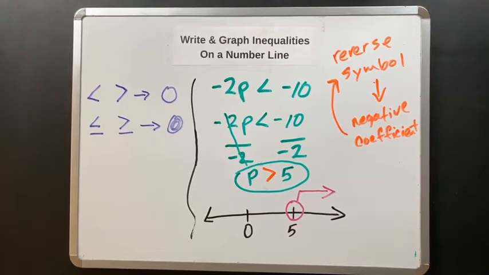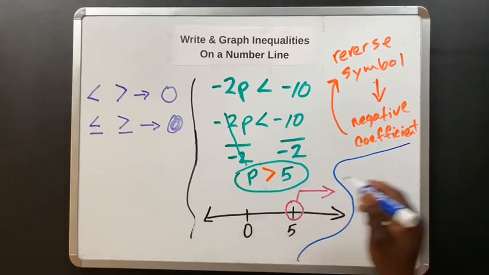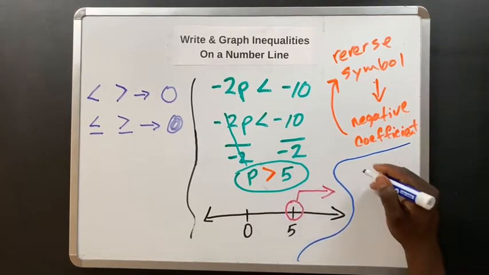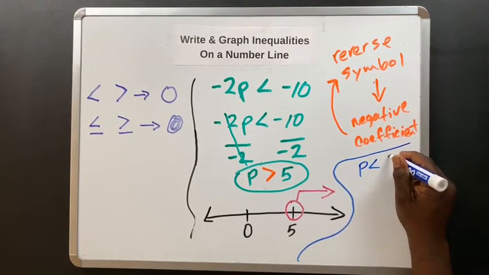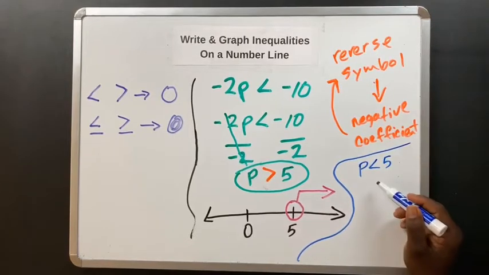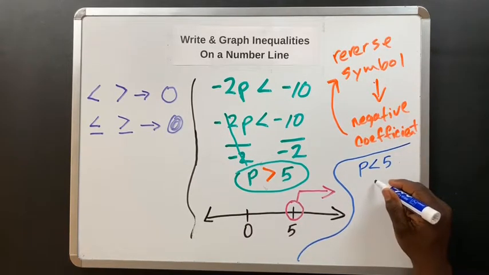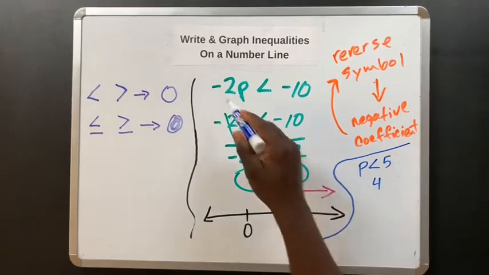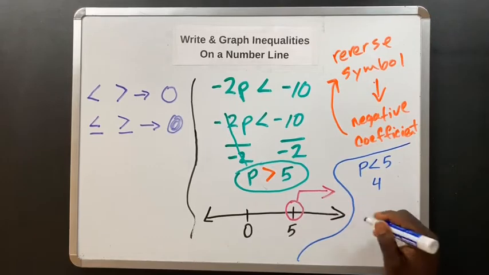Now let me explain to you why we had to reverse that symbol. So pay attention. I'm going to sort of demonstrate that over here in this section of why we had to reverse the symbol. If I did not reverse the symbol, right, I would have gotten p less than 5, correct? And then if I pick a solution, what's an example of a solution where p is less than 5? Could be 4. 4 is less than 5, right? So if I plug this into here, it's not going to work. If I plug it into the original inequality, let's prove it.